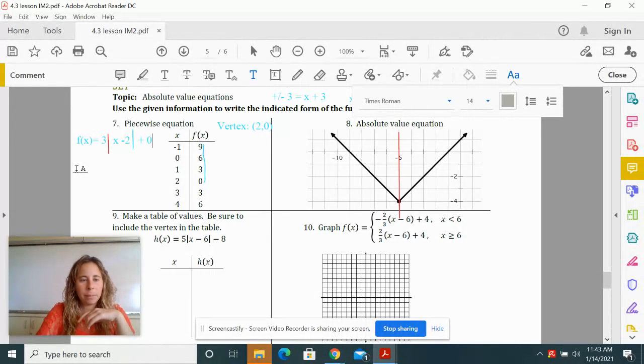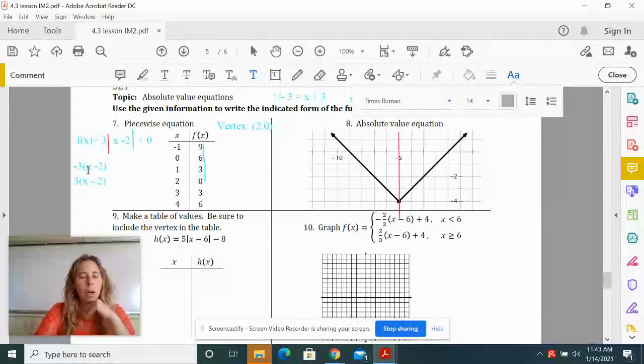So the piecewise, your first one would be -3, x minus 2. And if you want to write the plus 0 in, you can. If not, you can leave it out. So that's your first one. And your second one is 3 x minus 2. So remember, you take the absolute value equation and just make the slope negative for one of them. So they're exactly the same, except the slope is negative on one of them.